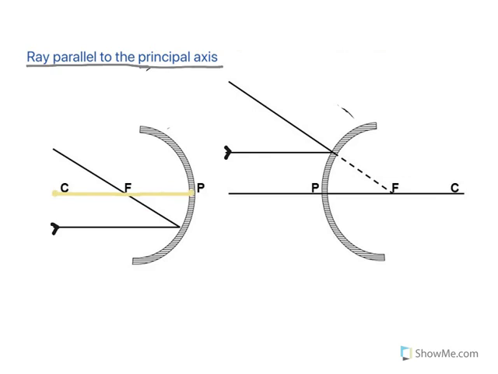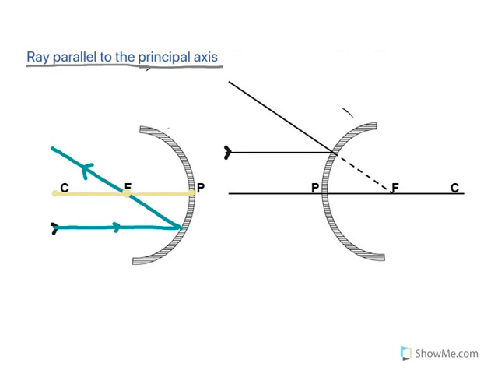Now we are taking a ray that is parallel to the principal axis. So this is a ray that is parallel to the principal axis and is incident on the mirror. Now after reflection, this ray will always pass through the focus. So here we have the focus, and a ray that is parallel to the principal axis always passes through the focus.